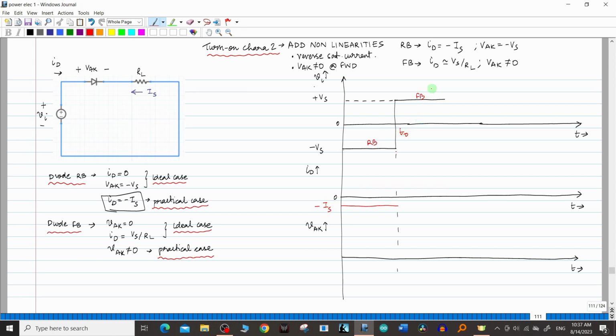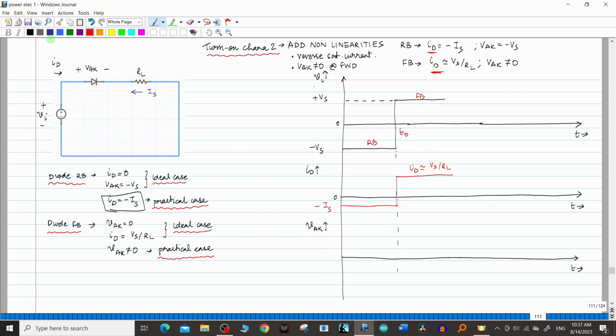After T0, the diode goes to forward bias condition. So in that case, this is for reverse bias and this is for forward bias. In the forward bias condition, ID value is equal to Vs divided by RL. So I will draw like this. So in the forward bias condition, ID is almost equal to Vs divided by RL. Almost equal to.